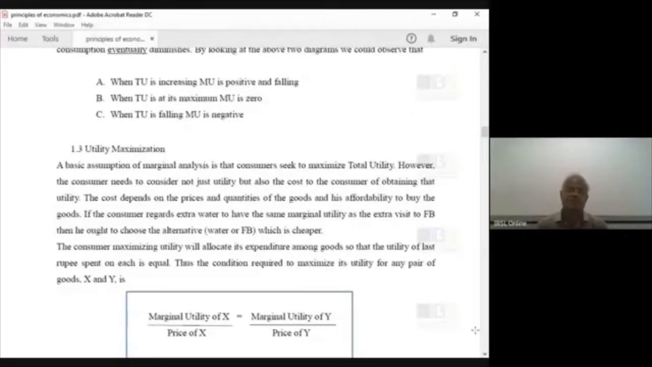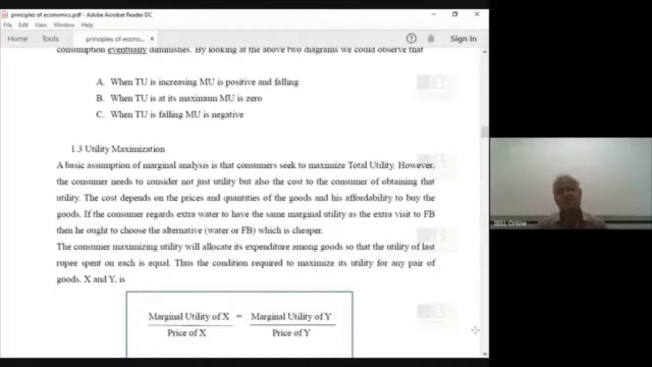That's why we say, however, the consumer needs to consider not just utility, but also the cost to the consumer of obtaining that utility. The cost depends on prices and quantities of the goods and its affordability, income to buy the good. So the price of hot dog, quantities, whether you eat 3 hot dogs, 4 hot dogs, 5 hot dogs, or 3 pieces of pizza, 2 pieces of pizza, 2 portions, 3 portions. It depends on the price and the income, cost.